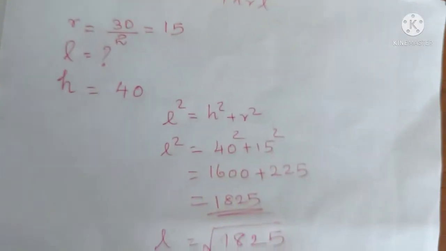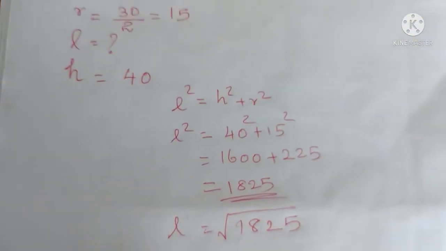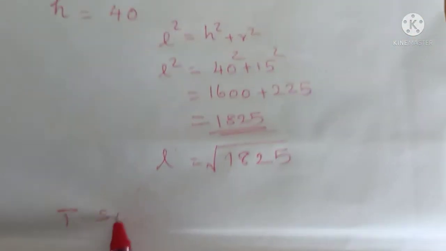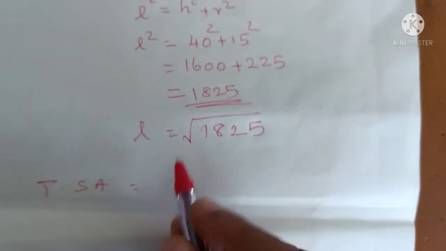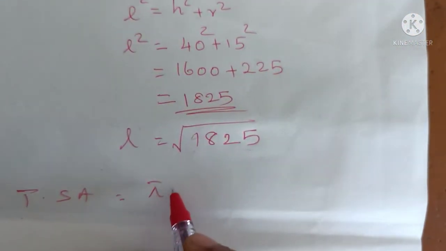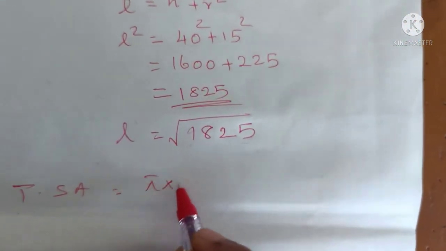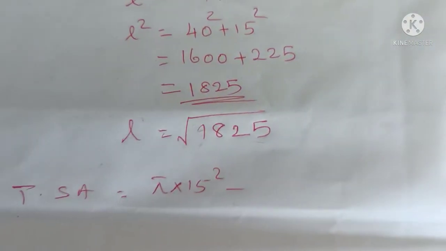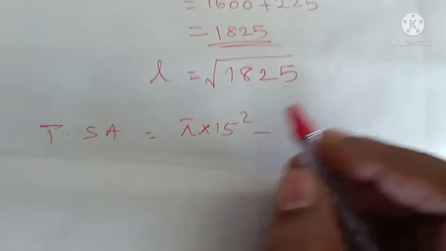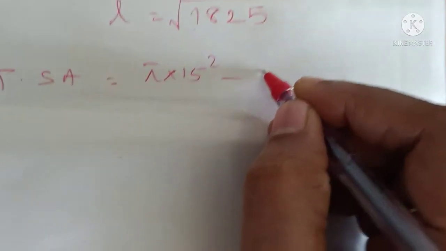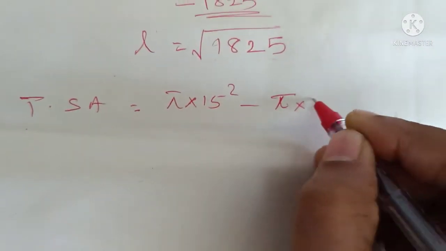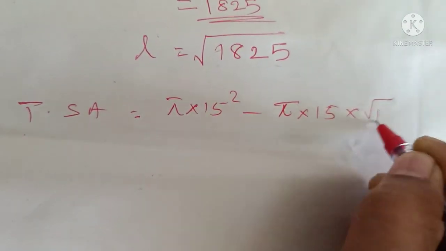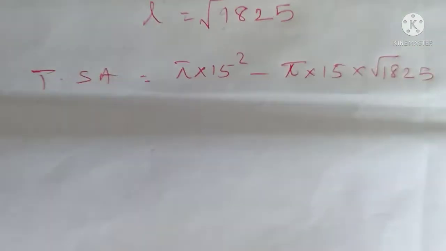Okay, now we need the total surface area. Total surface area is equal to pi r square plus pi r l. Pi r square is equal to pi into 15 square, and pi r l is equal to pi into 15 into root of 1825.